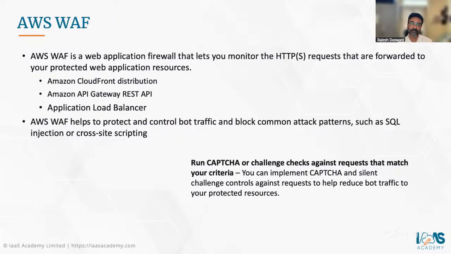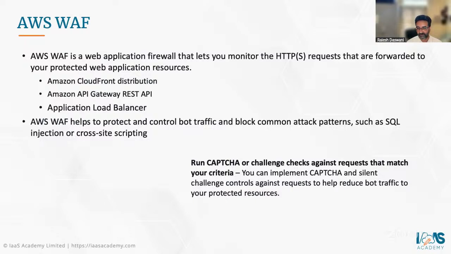Amazon WAF, Web Application Firewall, lets you monitor HTTPS requests that are forwarded to your protected web resources. Resources like CloudFront distributions, API gateways, and your application load balancers. WAF integrates with all of those services to help you protect and control bot traffic or block common exploits like SQL injections and cross-site scripting. It also offers a service to run CAPTCHA and challenge checks against requests that match your criteria, so you can implement CAPTCHA and silent challenge controls to help you reduce bot traffic to your protected resources.